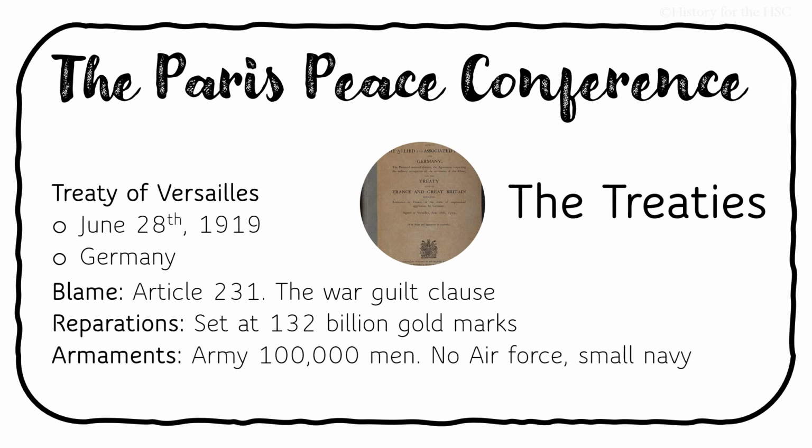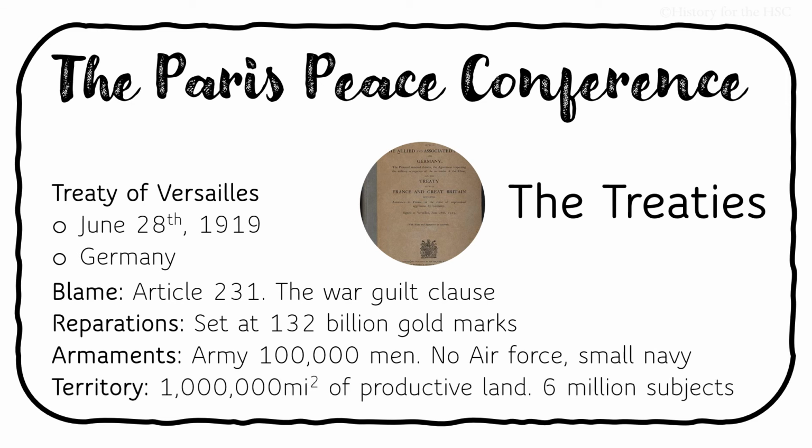In terms of their armaments, a significantly reduced army, considering Germany had one of the larger armies prior to the war, of 100,000 men, no air force, and only a small navy, which included no submarines, resulting actually in a massive wave of unemployment in Germany.